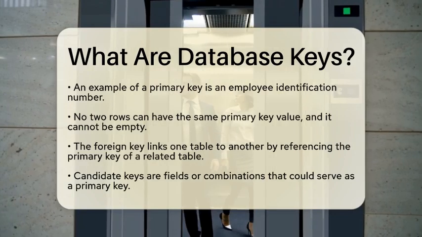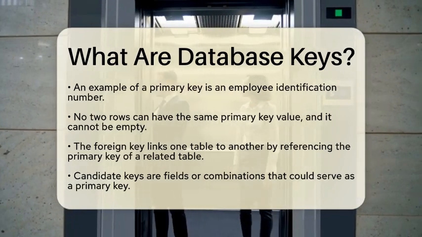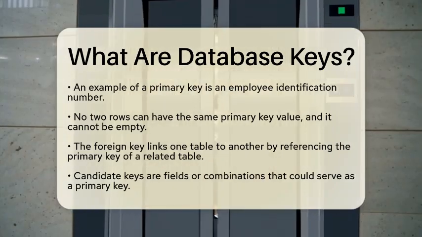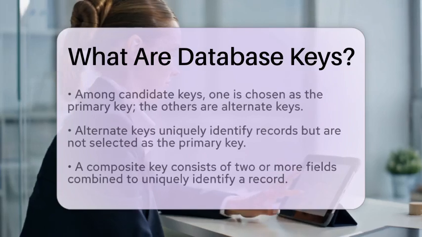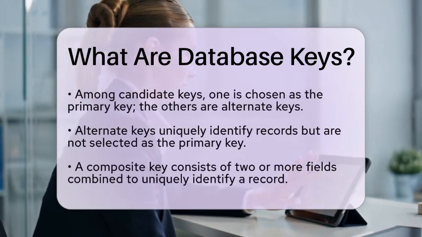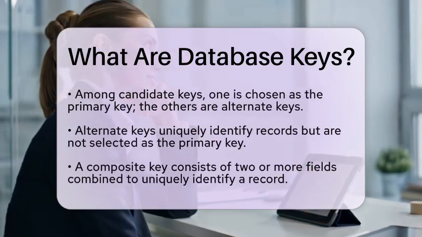Another type is the composite key. This key is made up of two or more fields combined to uniquely identify a record. This is particularly useful when no single field is unique enough on its own.